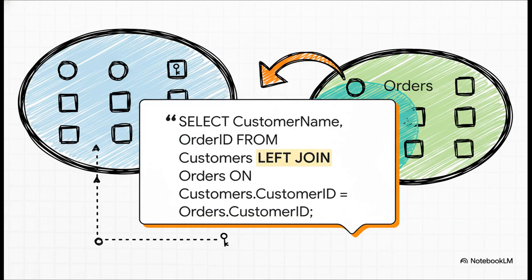And this is the actual command we'd write. We're telling the database, hey, select the customer's name and their order ID. I want you to start from the customers table, that's our left table, and then left join it to our orders table. And the glue that holds them together, the common link, is that customer ID column.